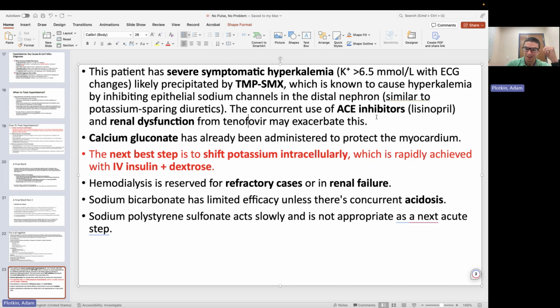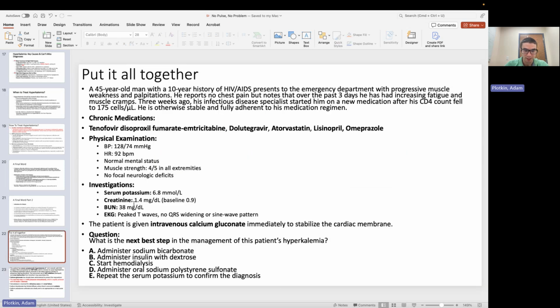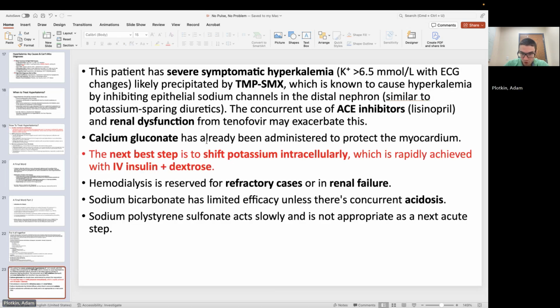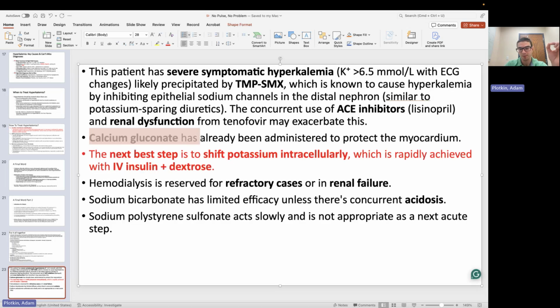Okay. They were on an ACE inhibitor. ACE inhibitors are also going to lead to lower aldosterone levels, so that potassium builds up, up, and up. And they might have underlying renal dysfunction from the tenofovir. And we actually kind of saw that with his creatinine being 1.4, his BUN being 38. So we already gave him calcium gluconate, which is the perfect next best step for stabilizing the cardiac membrane. Always the right answer if we haven't done anything to the patient on a board exam. Give him IV calcium, but we already gave it to him.